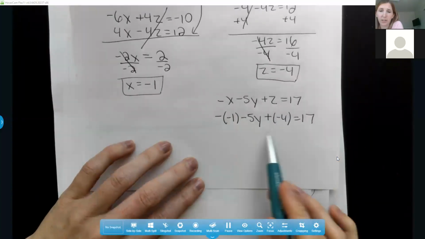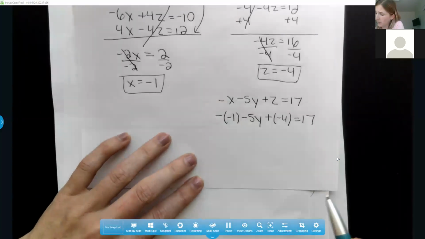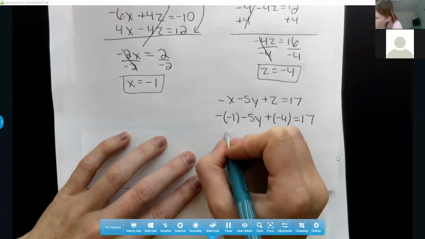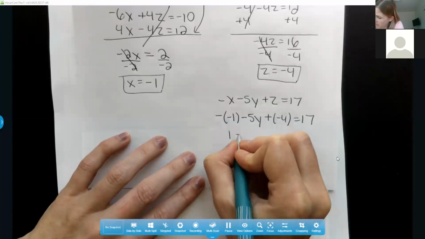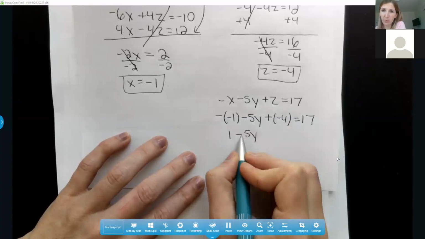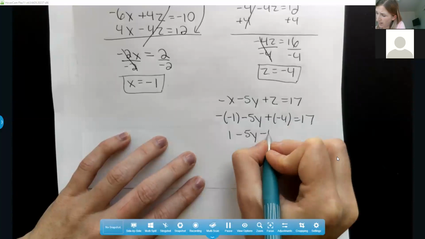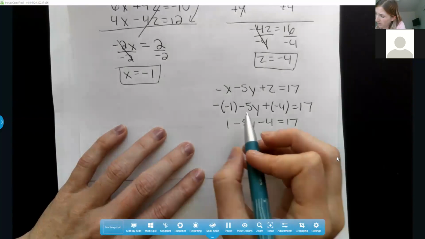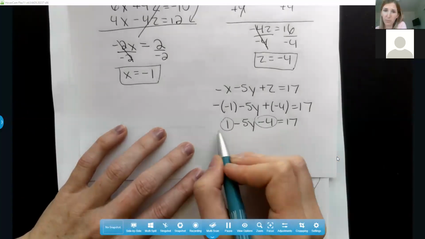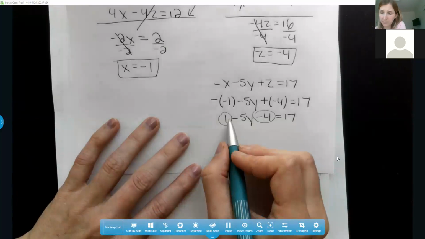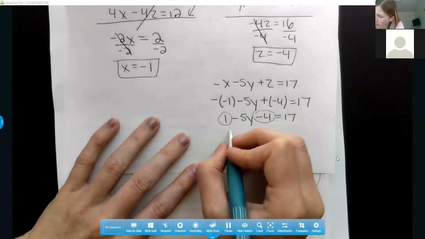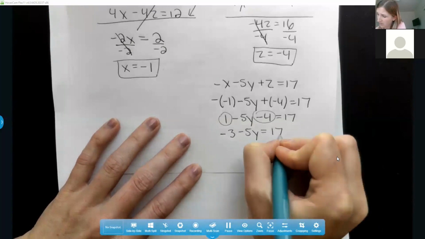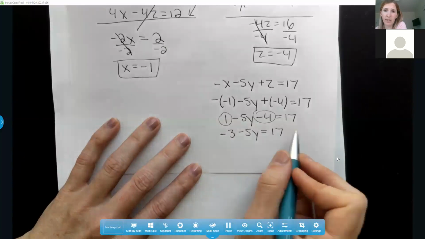Now we can just use algebra to solve for y. So this negative 1, the two negatives are going to cancel out and it will just become a positive 1. So 1 minus 5y minus 4 is equal to 17. Now I'll just combine the like terms, the two constants here. So 1 minus 4 is going to give me a negative 3. So negative 3 minus 5y is equal to 17.